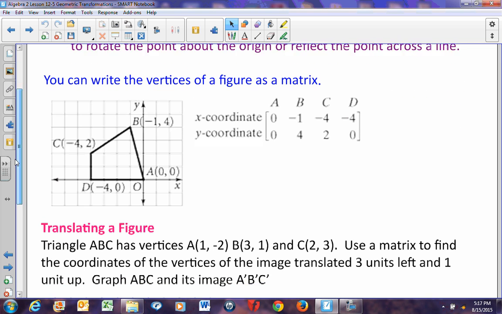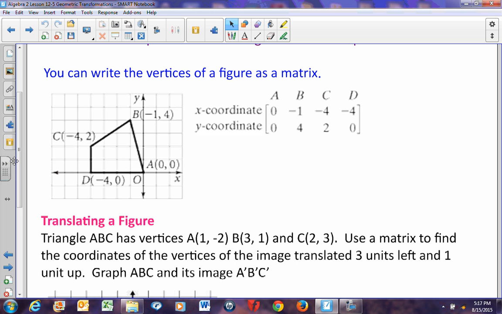For example, we have this lovely little quadrilateral here. And its coordinates: the x-coordinates will be the first row, and the y-coordinates will be the second row. So this first point here is 0, 0. And then you get the point negative 1, 4. So here's 0, 0, here's negative 1, 4, and then you have negative 4, 2, and negative 4, 0. And they all correspond. So here's the first point, the second point, the third point, the fourth point. And so we can take a figure and translate the vertices into x and y coordinates.